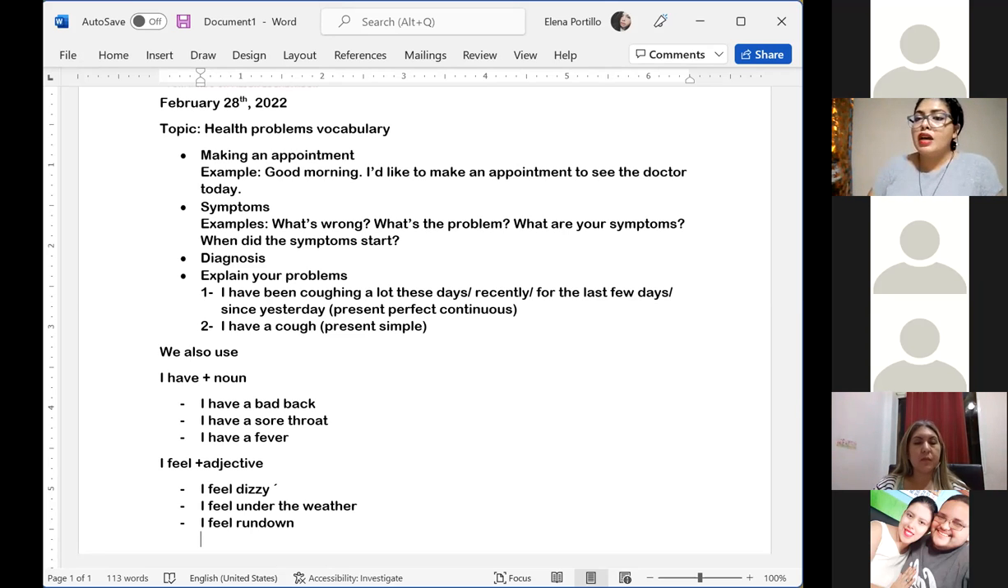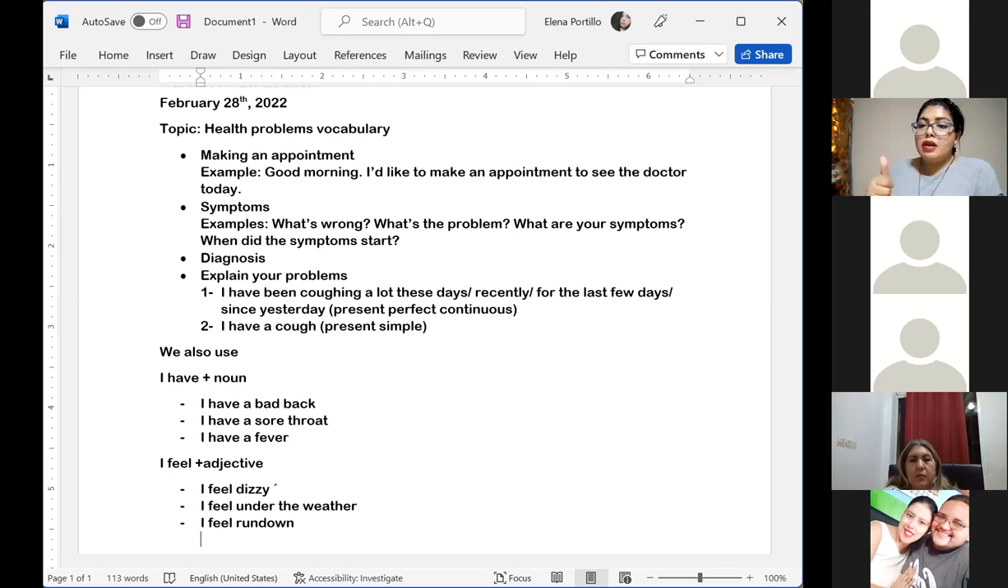Run down es por una vida desordenada, ¿verdad? Una vida poco saludable. Under the weather means to not feel your usual healthy self. Under the weather significa que no nos sentimos como nosotros mismos, que no nos estamos sintiendo como normalmente nos sentimos, saludable, ¿verdad? Those are like feelings. But we have to form expressions to talk about health in two different ways. I have plus the noun and I feel plus the adjective.